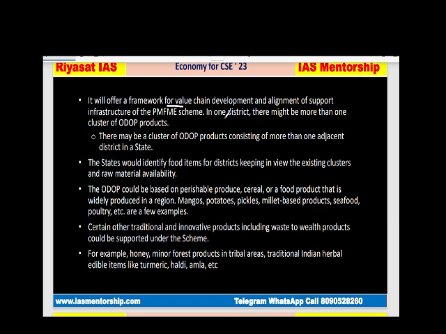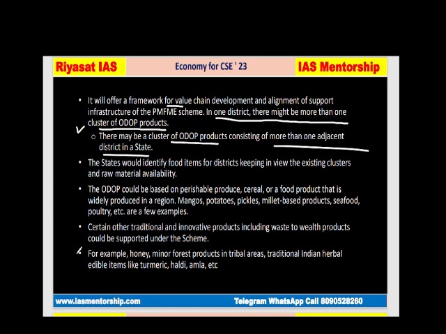Obviously, remember that in one district there might be more than one cluster of ODOP products. Basically, this statement can come in your prelims examination, that one district will have one product only. No. It can have a cluster of ODOP products. And there may be a cluster of ODOP products consisting of more than one adjacent district in a state. Clear? What it is saying is that in one district there can be more than one ODOP, and that one ODOP can be present in more than one district.